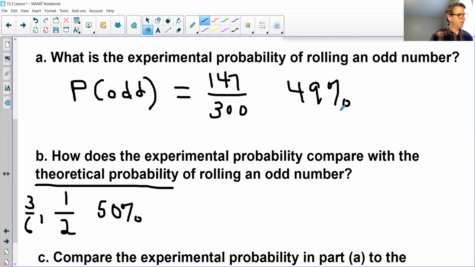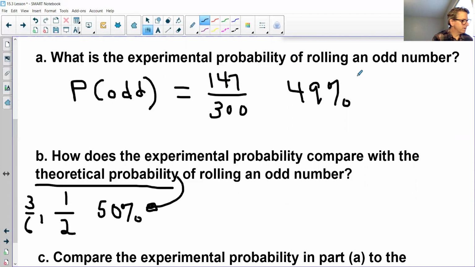So the theoretical probability is 50%. The experimental probability is 49%. So it's very close for letter B. So this is the theoretical, 50%. In theory, that's what it should be. In experimental, the actual experiment came out to be 49.